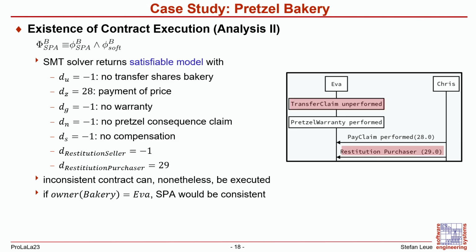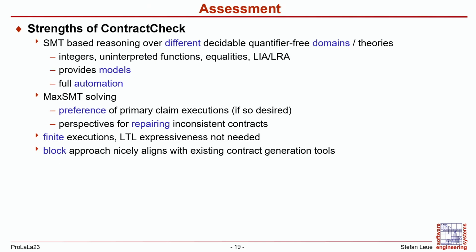And what this example shows is that even a contract that in some sense contains important inconsistent claims can be executed, and this is a scenario that the system would then return for us. If we look at an assessment, a strength of the contract check is that this SMT-based reasoning allows us to reason about different decidable quantifier-free theories. So we used integers, uninterpreted functions, equalities, linear arithmetic. It provides models both in satisfiability and unsatisfiability cases, full automation.